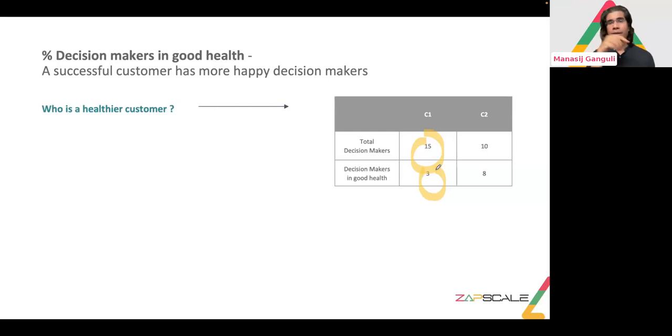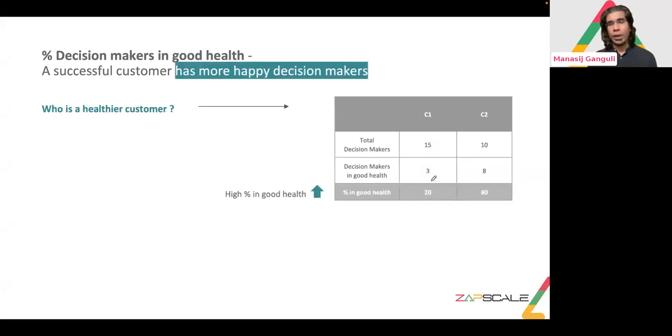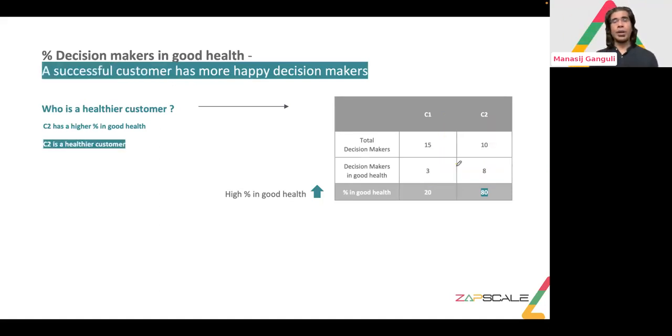Because every user of your product is a user which we have tracked based on product usage and outcomes, so we can track them as well. So now customer 1 has 15 decision makers, 3 of them are in good health, which means only 20% are in good health. Compared to that, customer number 2 has 10 decision makers, 8 of them in good health. So guess what? When you go to them to make an upsell, customer number 2 will give you a much better time than customer 1, where you might have to do some discounting and stuff. This is a very important CS qualified lead indicator, which we can give as well.